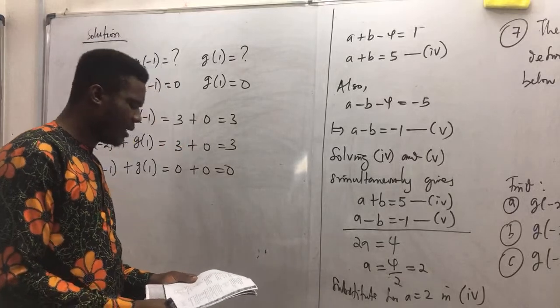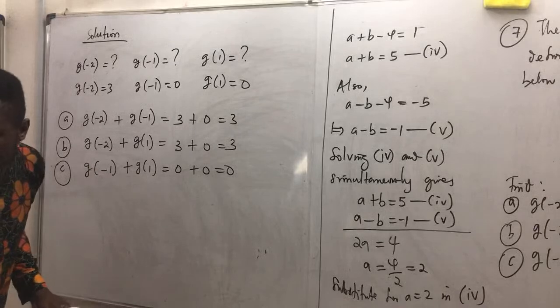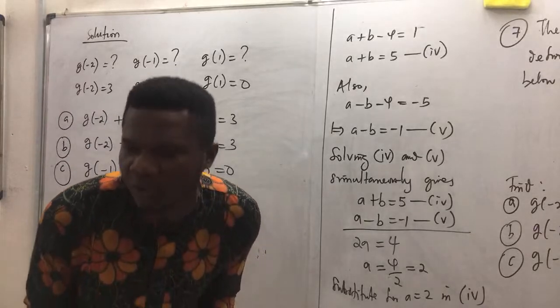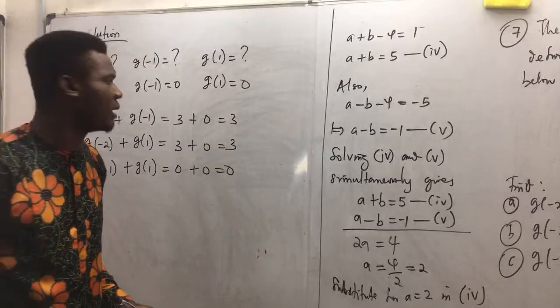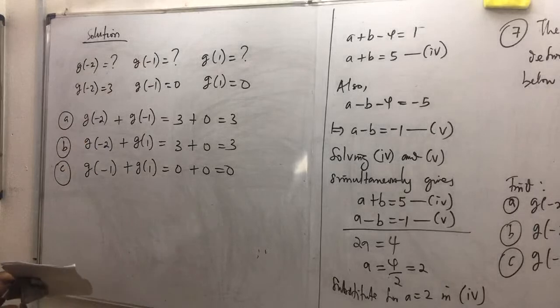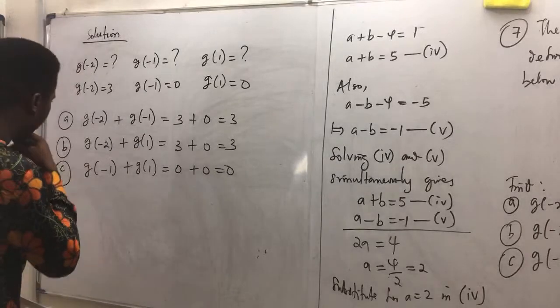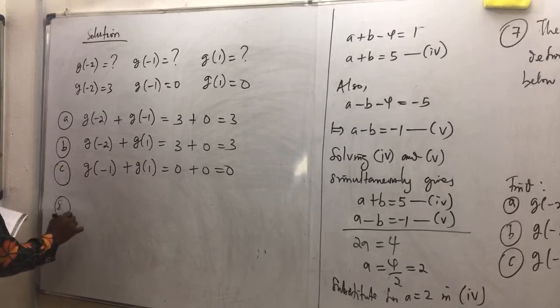Now, let's go to problem 8. Okay, Prosper? Yes, Prosper has given a solution. A equals 3. Which one were you actually solving, Prosper? Yes, you are correct. So A is equal to 3. Thank you very much, Prosper. Now let's go to problem 8.